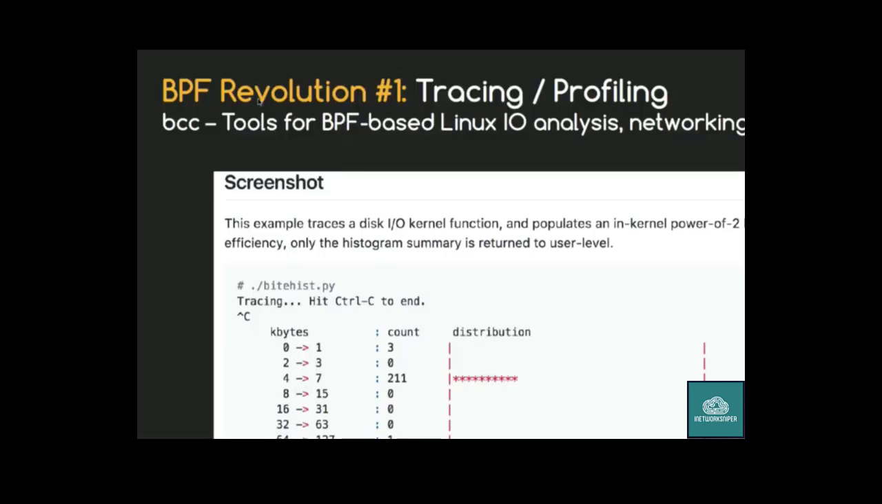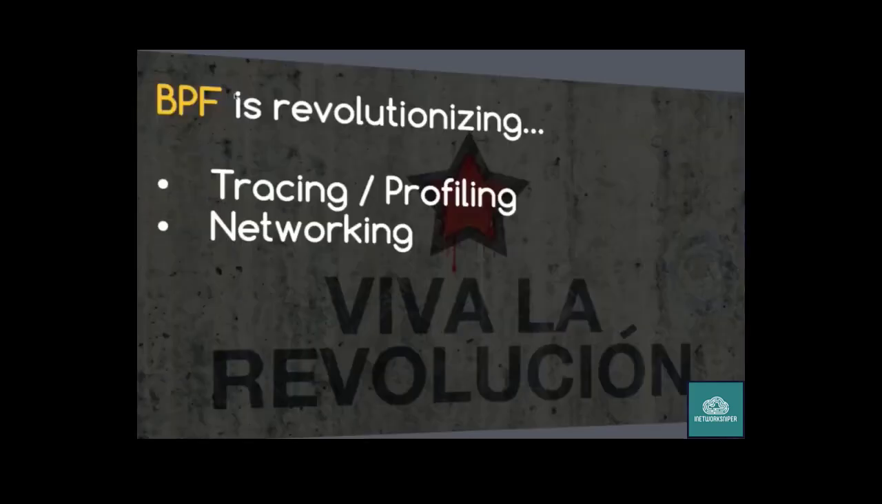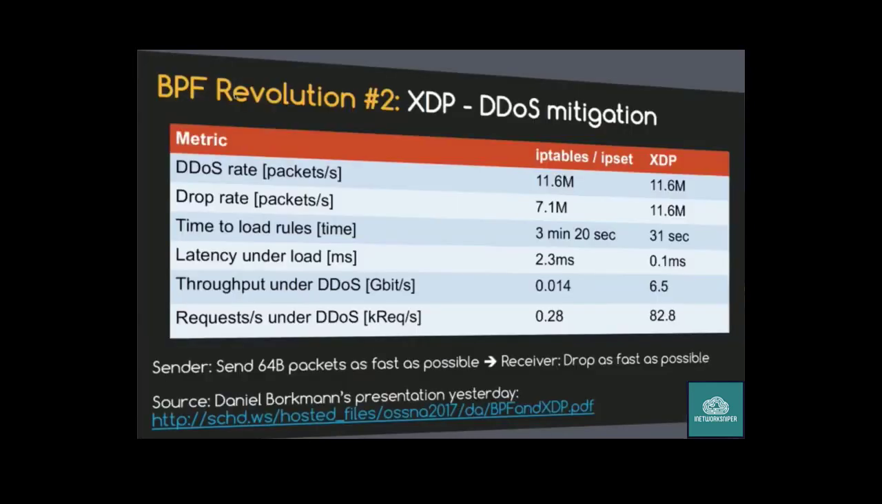But tracing and profiling is not the only field that BPF is revolutionizing. Another one is networking. That's the one where we focus on most. Some of you may have seen Daniel Borkmann's presentation yesterday. He talked about BPF in general and XDP, Express Data Path. XDP is a framework which allows us to run BPF programs at the network driver level of Linux, so very close to the actual hardware, the NIC.